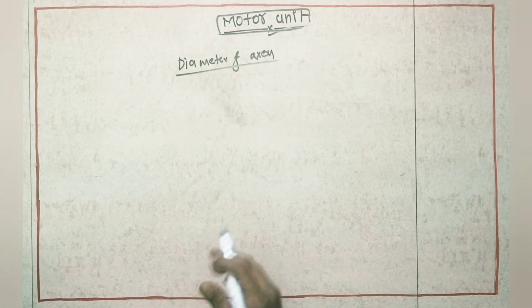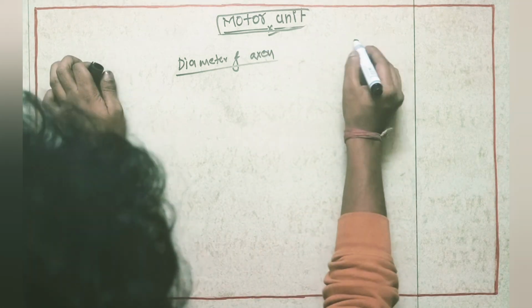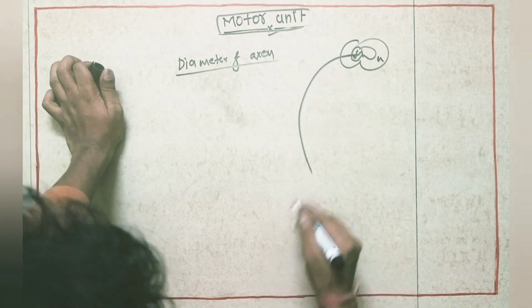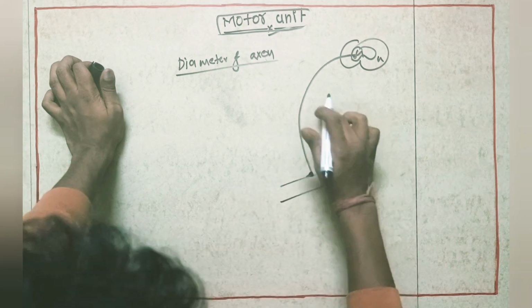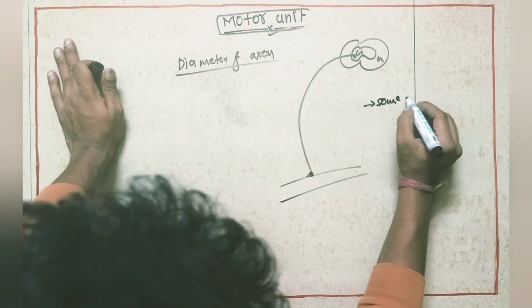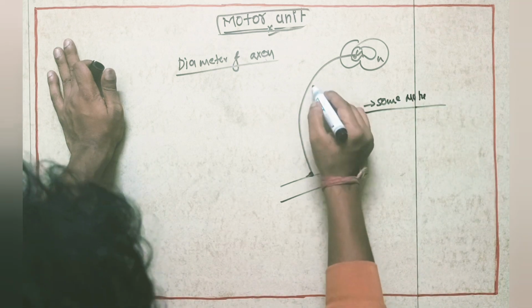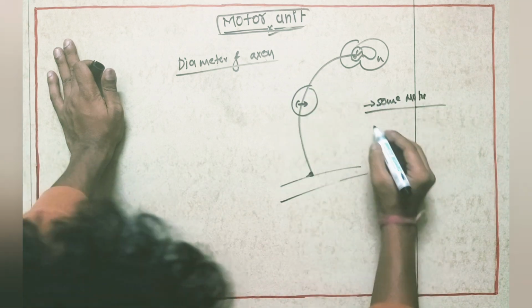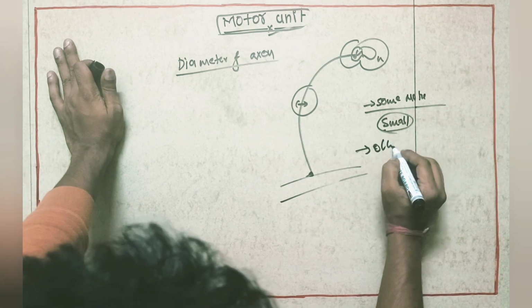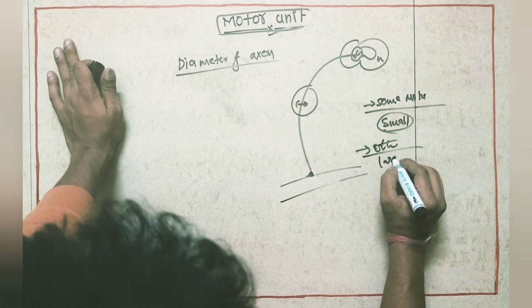Now we will see the diameter of the axon in the motor unit. Suppose here we have the spinal cord. This is our gray matter, white matter, anterior horn cell, axon, then muscle. This is our motor unit. If we take some motor units, the diameter of the axon will be small. In other motor units, the diameter will be large.